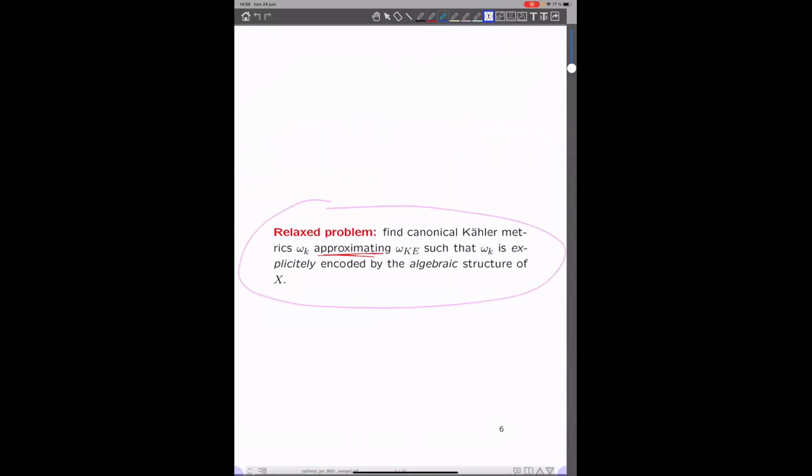Okay, since the problem is really intractable, let's look at a relaxed problem. Can we find some canonical Kähler metrics ω_k approximating the Kähler-Einstein metric? And what we would like is that these metrics ω_k are explicitly encoded by the algebraic structure of the variety somehow. So that's the relaxed problem.